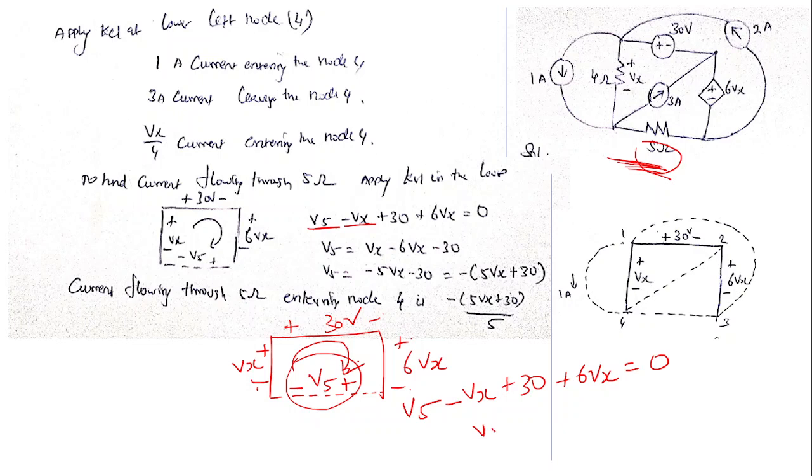So I need to find out what is V5. So V5 is equal to, so I can take everything to the right hand side. So minus Vx becomes plus Vx, plus 30 becomes minus 30, plus 6 Vx becomes minus 6 Vx. So plus Vx minus 6 Vx, it will become minus, sorry, give me a minute. I mistakenly closed this.